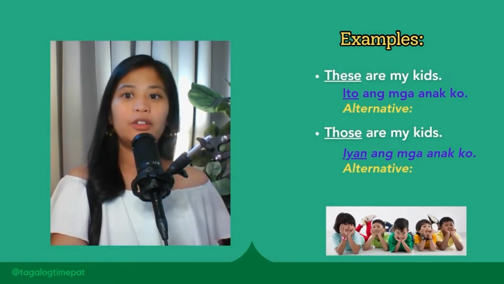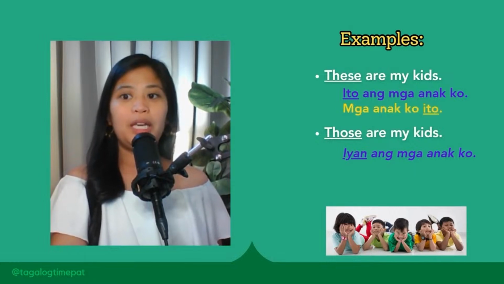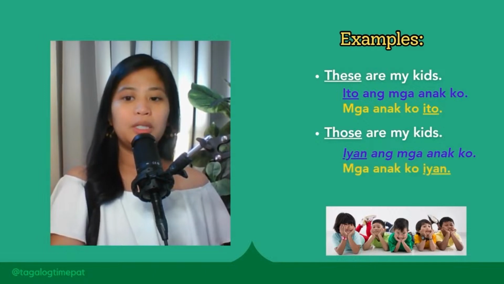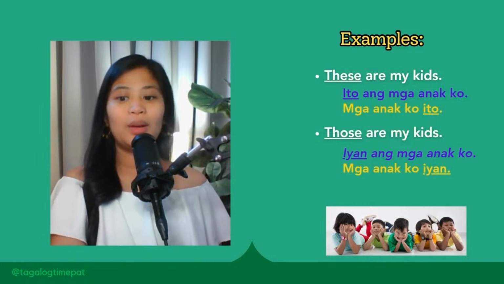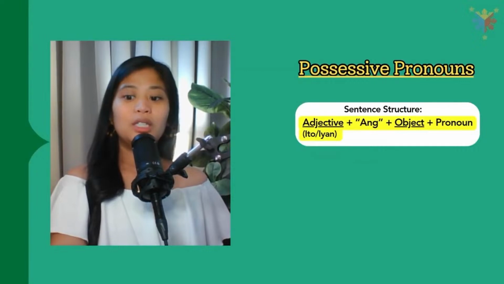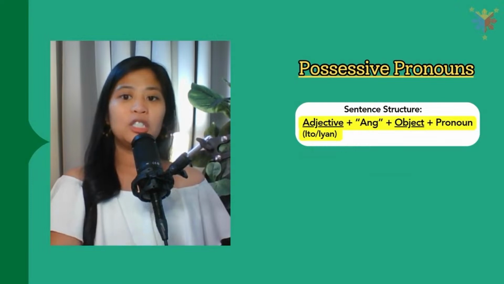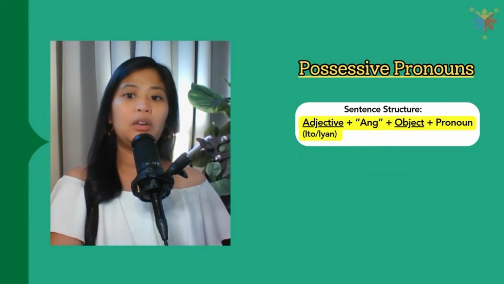So the alternative for ito ang mga anak ko would be mga anak ko ito. The object goes first, then the pronoun, then the demonstrative pronoun. Yan ang mga anak ko can also be said, mga anak ko yan, mga anak ko iyan. So those are the different ways you could say these phrases. They are both used equally as much. So this is just a review of the sentence structure for using these pronouns. Usually it's the adjective first, or it could be the demonstrative pronoun ito, iyan.